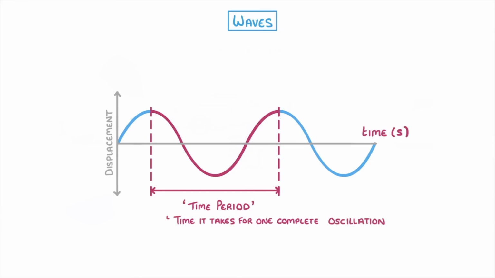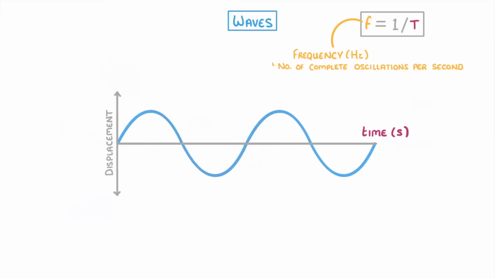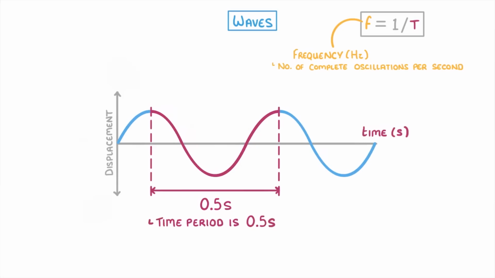The benefit of knowing the time period is that we can then use this equation here to work out frequency, which is measured in hertz and is the number of complete oscillations per second. To see how it works, imagine that each oscillation takes 0.5 seconds. Or in other words, the time period is 0.5 seconds. This means that there must be a total of 2 oscillations per second. So the frequency is 2, which is what we'd get if we did 1 divided by the time period of 0.5.